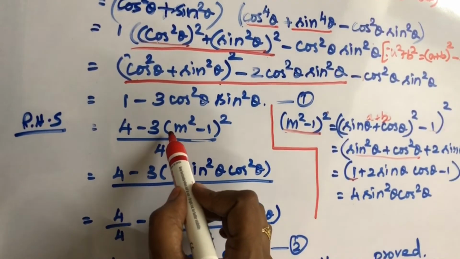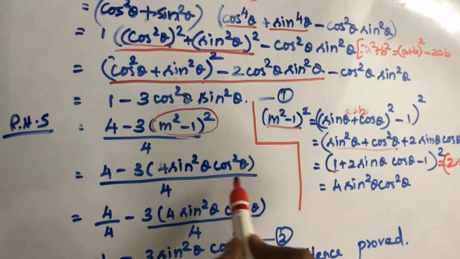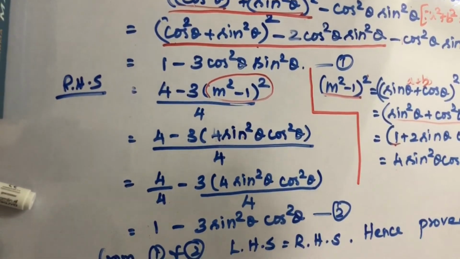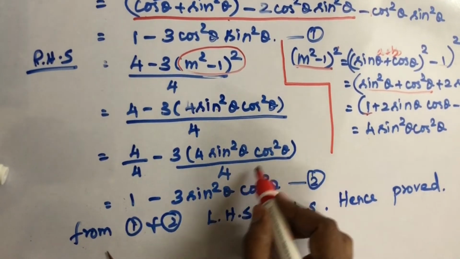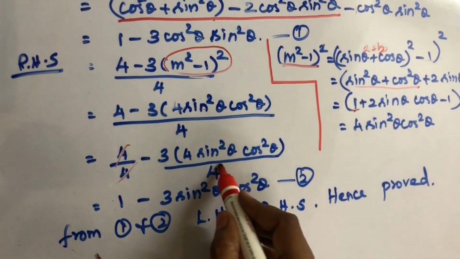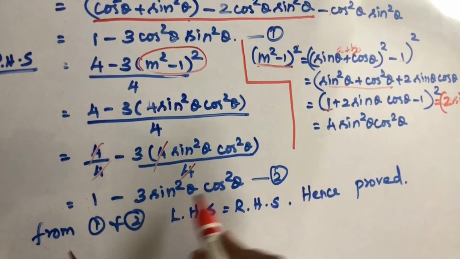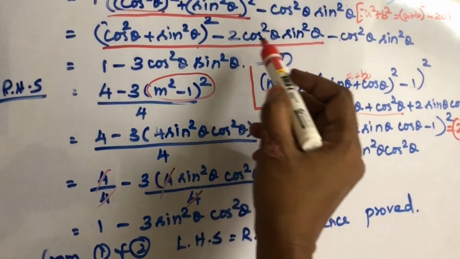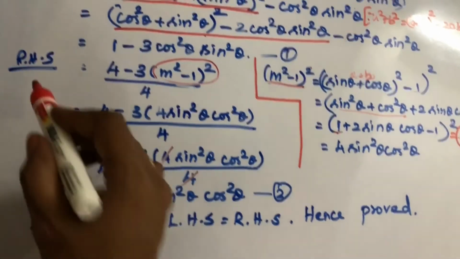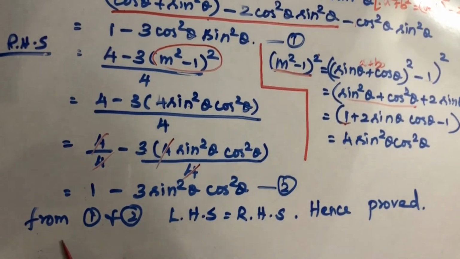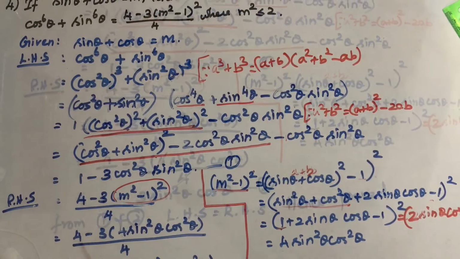That's what we have done here. Instead of this m square minus 1 the whole square, I have written 4 sin square theta cos square theta divided by 4. Okay, so 4 by 4 minus 3 into 4 sin square theta cos square theta divided by 4. 4 and 4 get cancelled here, here as well 4 and 4. So it is 1 minus 3 sin square theta cos square theta and it is a 2. See, our 1 is 1 minus 3 cos square theta sin square theta. Here as well, while solving the right hand side also you get the same expression. So from 1 and 2, left hand side is equal to right hand side and hence we have proved.